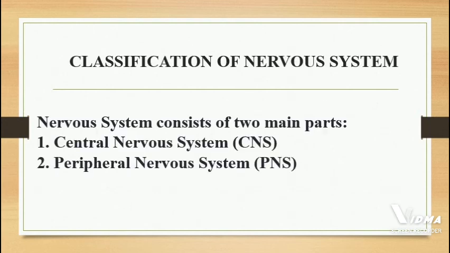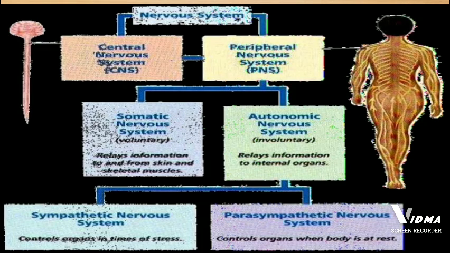So this is the classification of the nervous system. It is generally of two types, that is central nervous system and peripheral nervous system. In short we can call them CNS and PNS. So you can see the diagram.